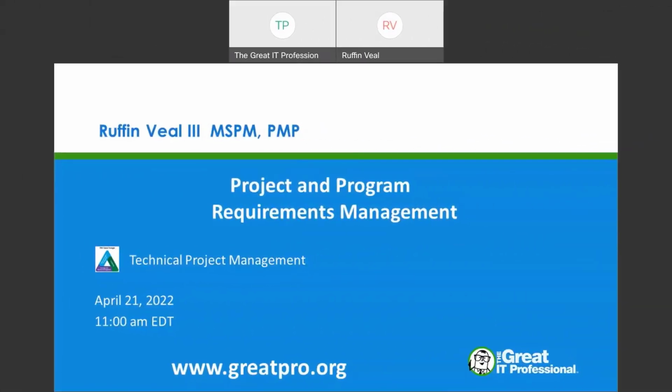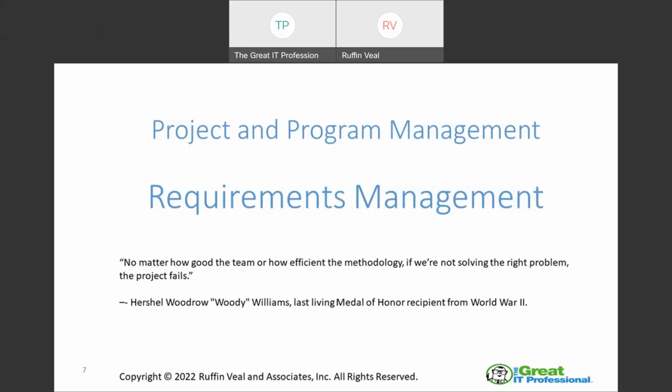Today's presentation is on project and program management, requirements management. And this is the third in a series of presentations that I put together, which I call the 3 R's: requirements management, resource management, and risk management. And those two were presented previously. If you haven't heard those, please go back and review those.